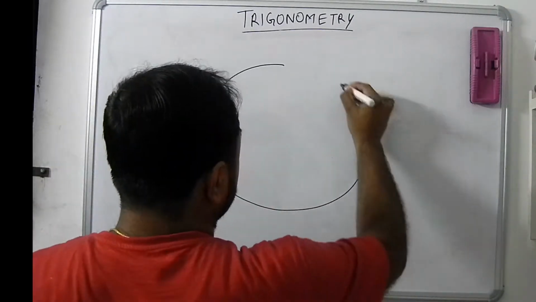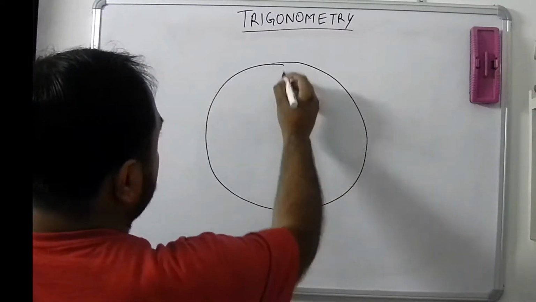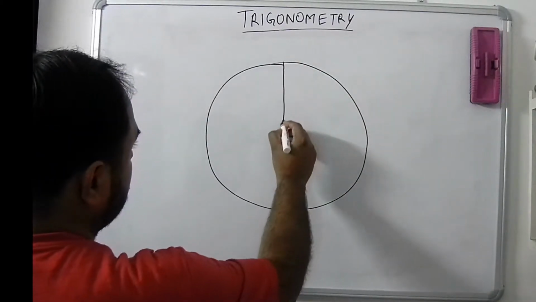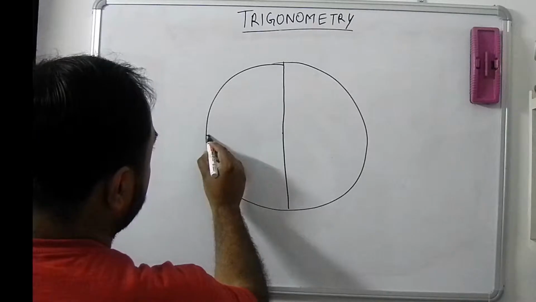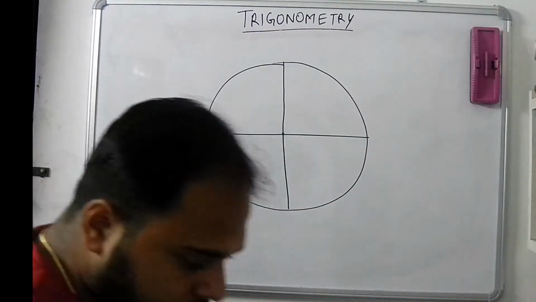Okay, now this is a big circle. Let's define the origin here. Let's draw the coordinate axis, right? Now this is the coordinate axis, right? Let me take another marker.